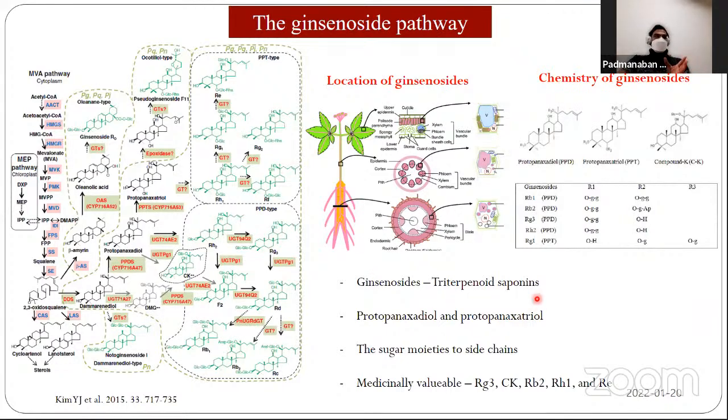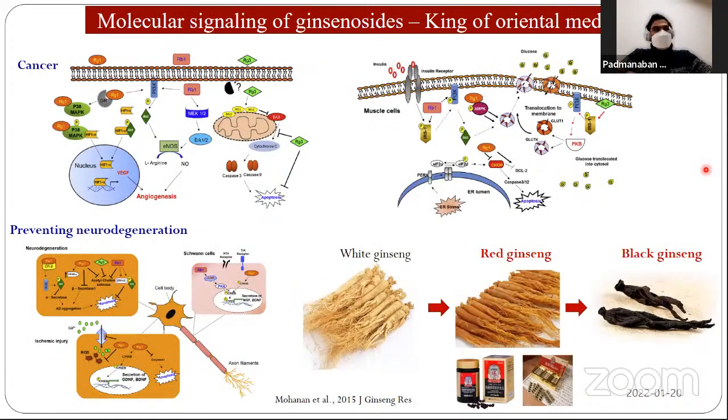So these are the active components. The medicinally important active metabolites are Rg3, CK, Rb2, Rh1, and Re. These names are given after the presence of the glucose moieties in the basic triterpenoid structures, which you can see in many reviews. What are the activities? There are plenty of activities for these ginsenoside molecules. Each ginsenoside has its own specific activity, signaling mechanisms, and everything. And each form of ginseng also has its own unique activity.